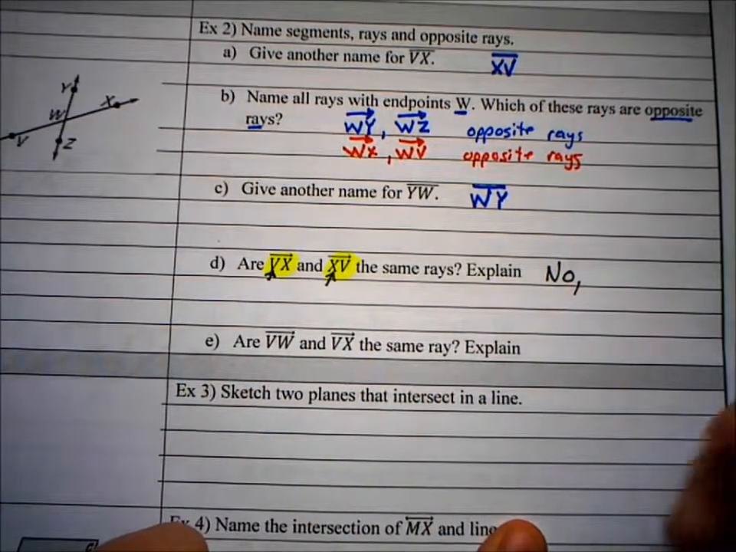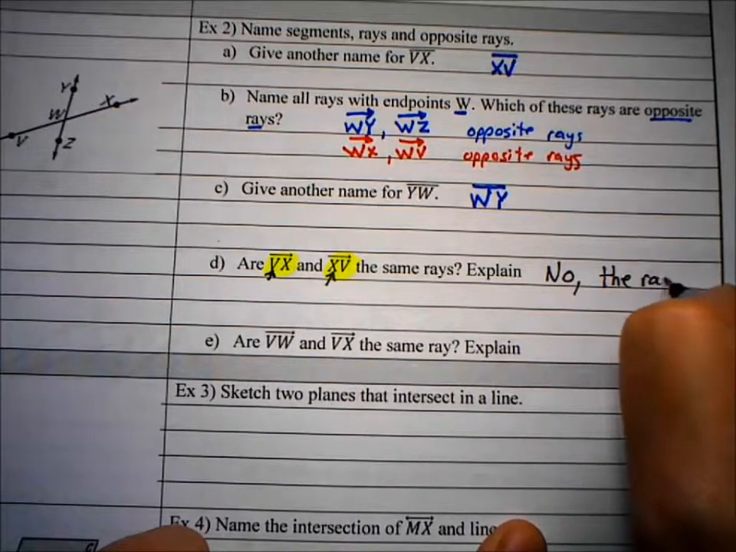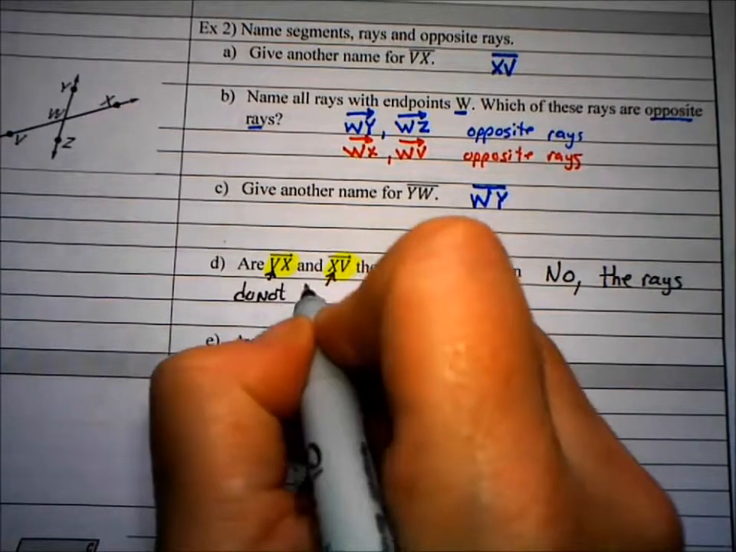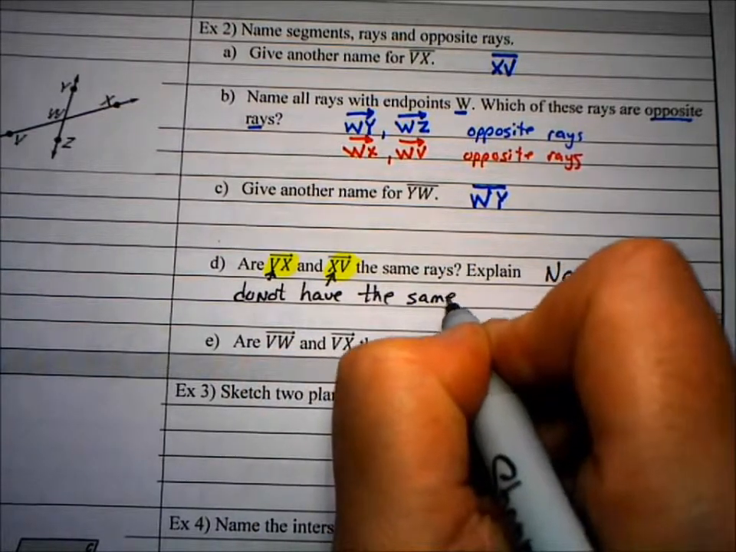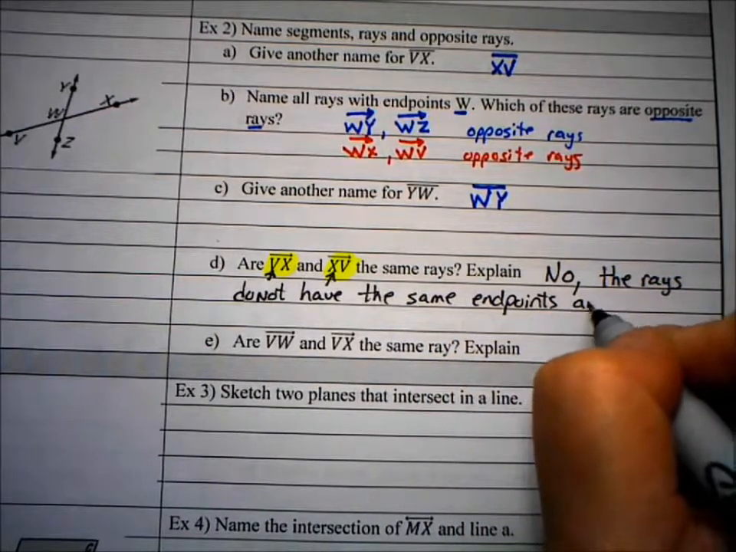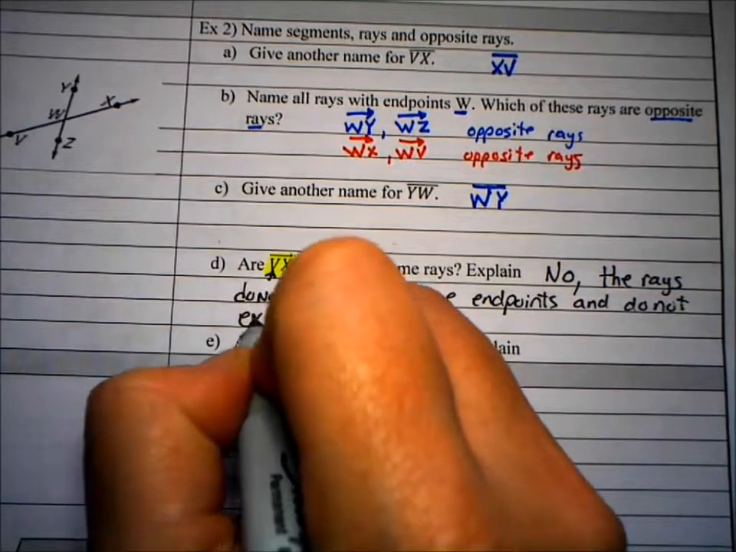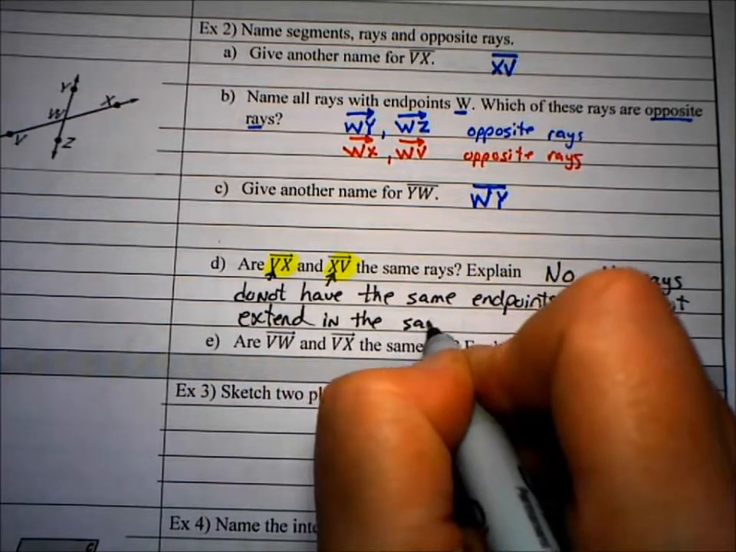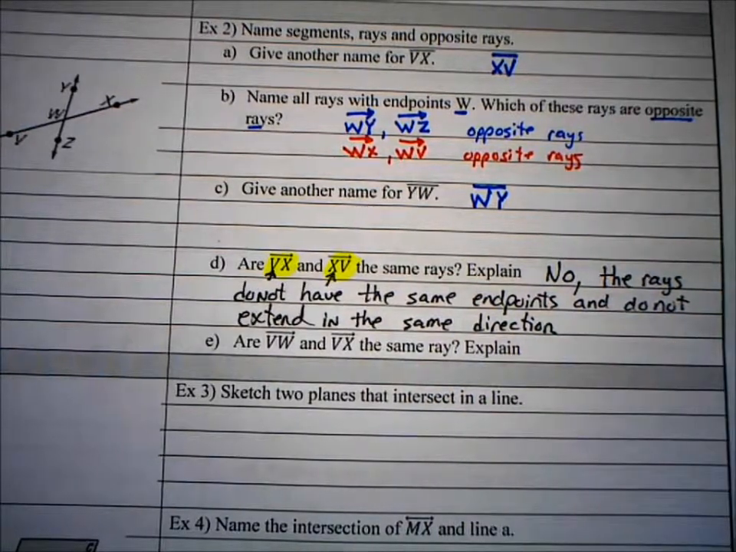So no, the rays do not have the same endpoints and do not extend in the same direction. Okay, they're going in opposite directions.